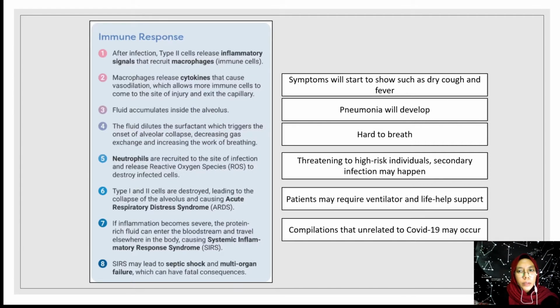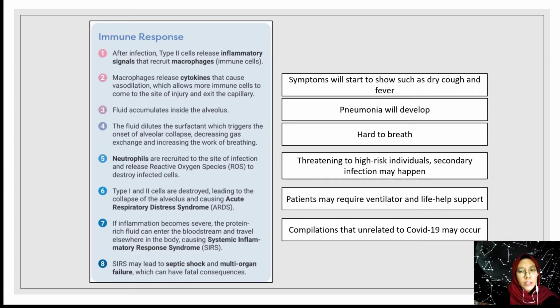This is how our immune system will respond to the coronavirus. Firstly, after infection, type 2 cells will release inflammatory signals that recruit immune cells and release cytokines that cause vasodilation, allowing more immune cells to come to the site of injury and exit the capillary. Then fluid will accumulate inside the alveolus and dilute the surfactant, which triggers the onset of alveolitis, decreasing gas exchange and increasing the work of breathing.